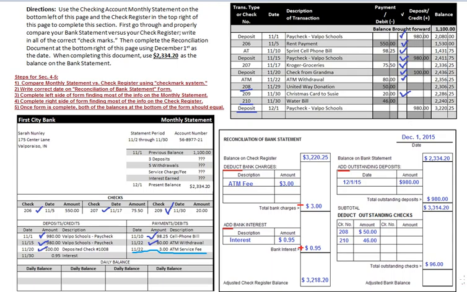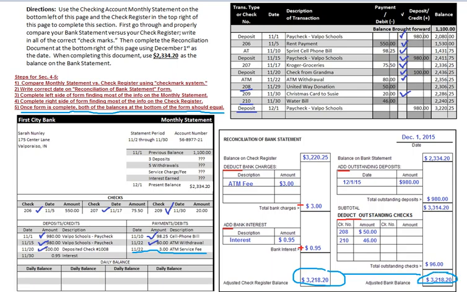Hopefully by this point you know what the last step is. Hopefully you realize that now we have to deduct. That we have to deduct our outstanding checks from our subtotal right here. So we do some subtraction, and we get $3,218.20. And that leads us to our last step. Our last step is an important step. Once the form is complete, both of the balances at the bottom of that form should equal. And hopefully you notice that these two numbers do equal.